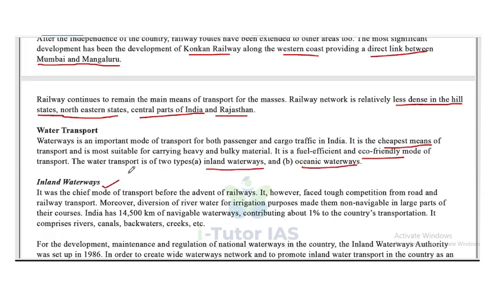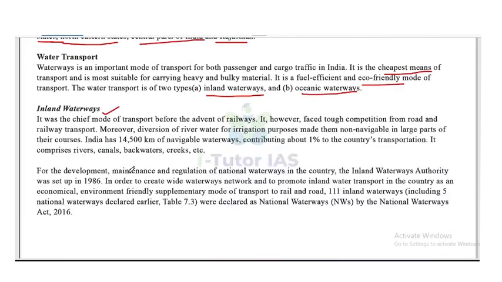So what is inland waterways? It was the chief mode of transport before the advent of railways. It, however, faced tough competition from the road and railway transport. Moreover, diversion of river water for irrigation purposes made them non-navigable in large parts of their courses.